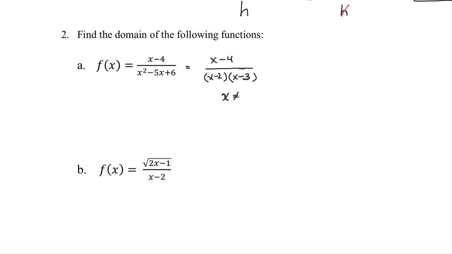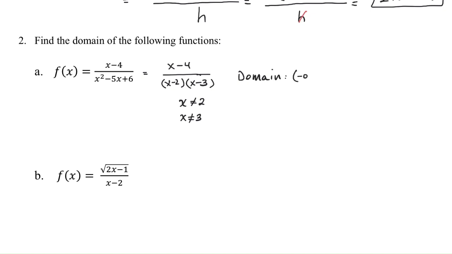And I always like to write it down so I don't forget. You don't necessarily need to write it, but x cannot equal 2, x cannot equal 3. And now from that, we can build the domain. Domain is every other value except x equals 2 and x equals 3. So that's from negative infinity to 2, and then from 2 to 3, and then from 3 to infinity.